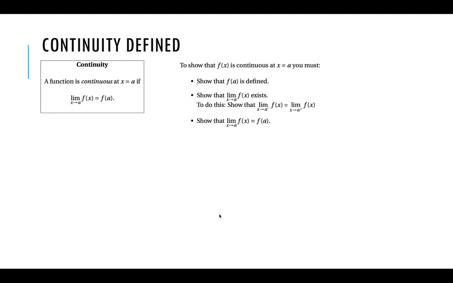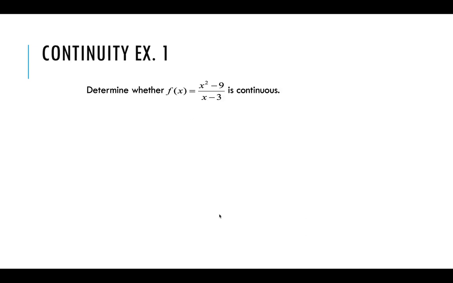You need to show that the limit as X approaches A of F of X exists. So in order to do that, you're going to have to show that the limit from both sides exists and they are equal to each other. And then you want to show that the limit as X approaches A of F of X is equal to F of A. Okay, so you need to practice this. You need to know that this is a process that has several steps to it.